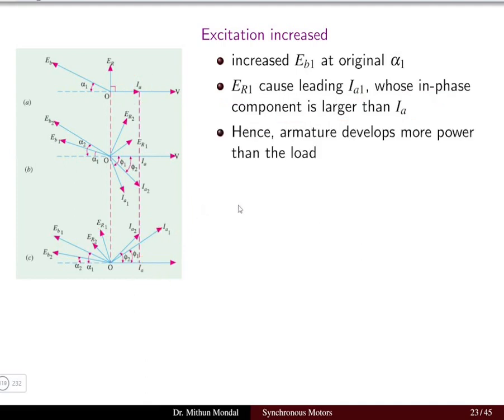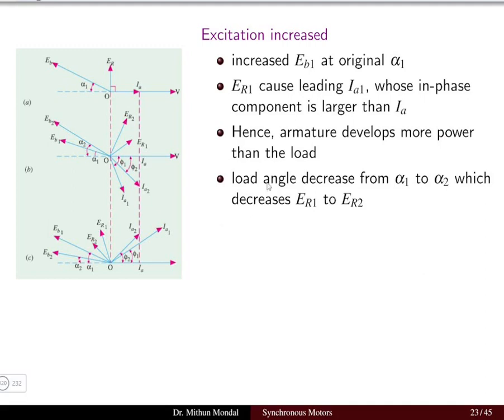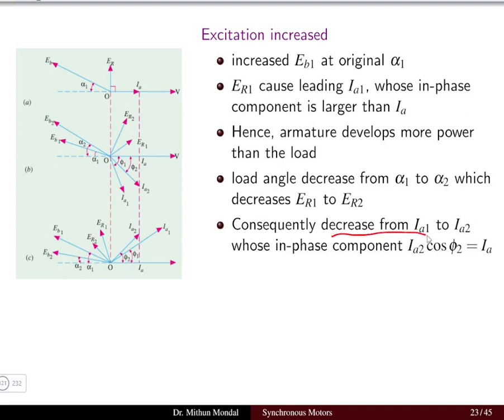So it means that the armature develops more power than the load requirement. So the armature is developing more power, which is beneficial. So the load angle will decrease now because the power has increased. So alpha 1 will change to alpha 2 and it will decrease. This will decrease the resultant EMF ER1 to ER2. So ER1, which was the resultant EMF, has now decreased to a new value ER2. Consequently, there is a decrease from the current IA1 to IA2. So the value of the current IA1 will decrease to a new value, that is IA2.